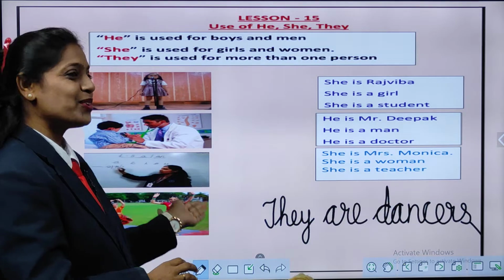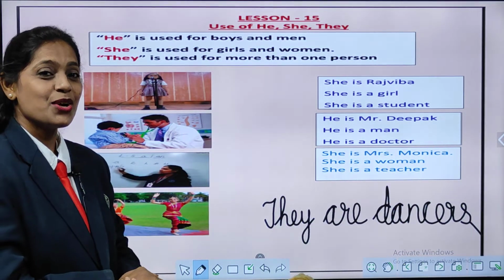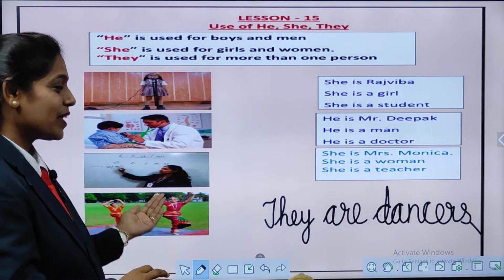Now, same way. Can you see here? Yes. Now, there is a teacher here. So, what are you going to say? Yes.